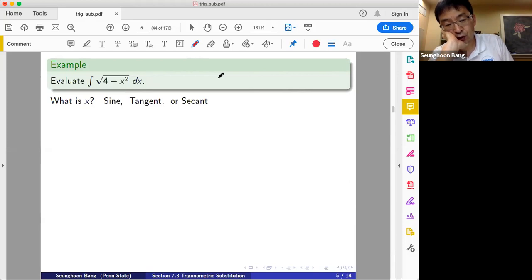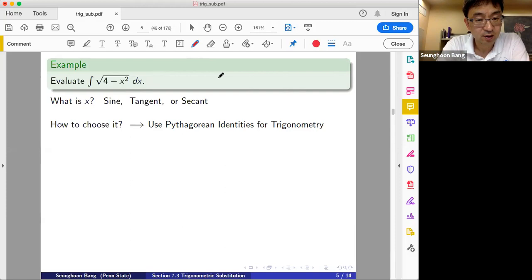Okay. How can you choose sine, tangent, or secant? I want to explain this. How can you decide how to choose it? Use Pythagorean identities for trigonometry. So we have three kinds. What is 1 minus sine squared theta? Do you know what 1 minus sine squared is? The answer is cosine squared. What is 1 plus tangent squared? Do you know this?